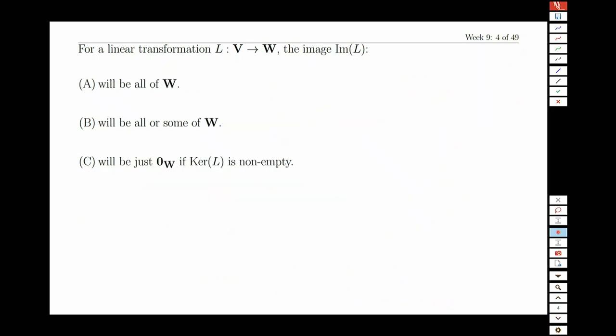So, a quick follow-up to that. If we had those two sets, V and W, and a linear transformation L from V to W, what can we say about the image of L?